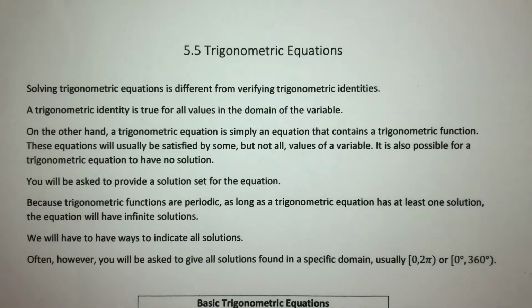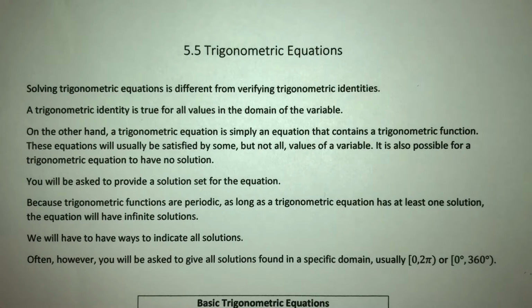This is section 5.5, trigonometric equations. What we've been doing up until this point has been verifying trig identities. And identities are supposed to be true for all values in the domain of the variable. Generally, we started off with one side of an identity and transformed it into the other side, showing that no matter what, the left-hand side is always equal to the right-hand side.